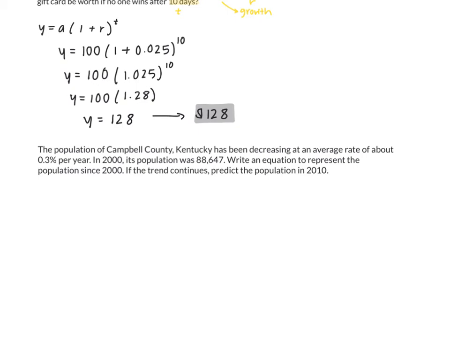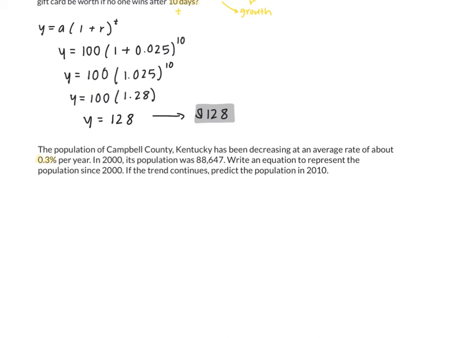Now let's look at an example of where we would need to use the exponential decay equation. The population of Campbell County, Kentucky has been decreasing at an average rate of about 0.3% per year. In 2000, its population was 88,647. Write an equation to represent the population since 2000. If the trend continues, predict the population in 2010. So let's go ahead and label all of the parts of our equation. It first tells us the rate, and it's an average rate of 0.3% per year that is going down.